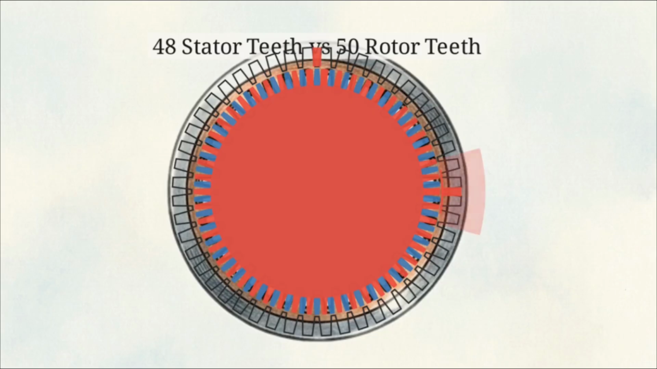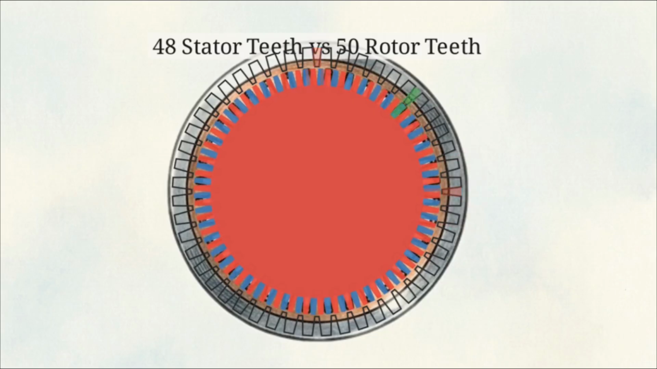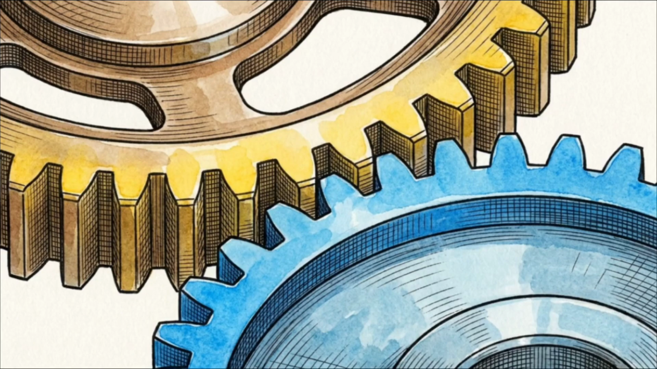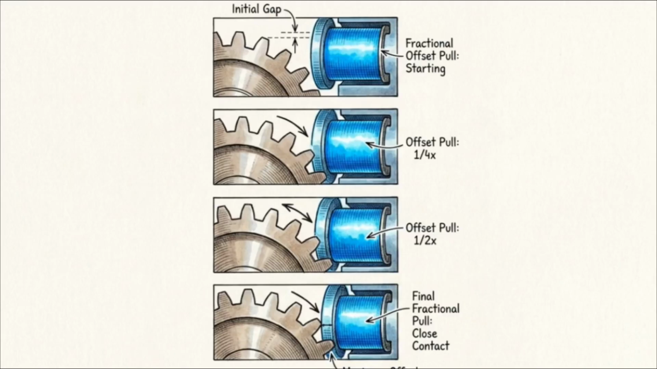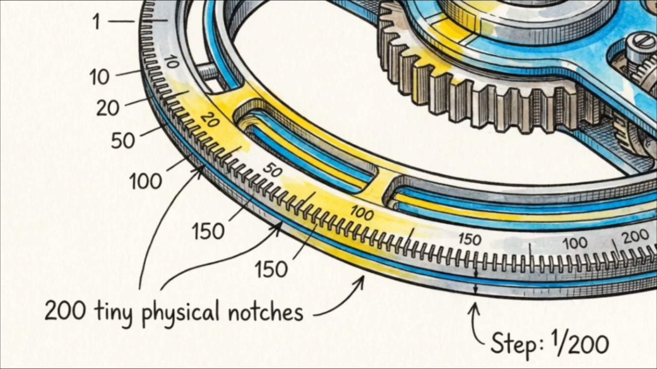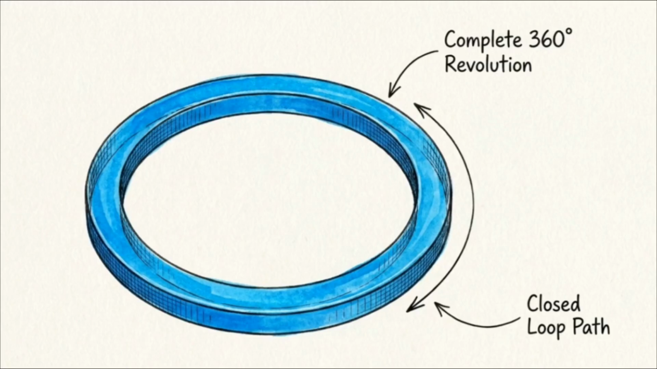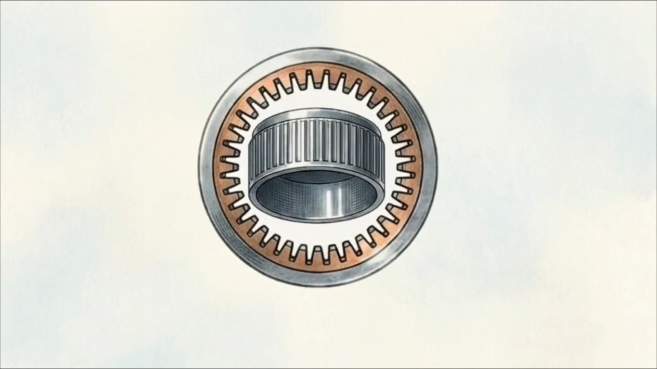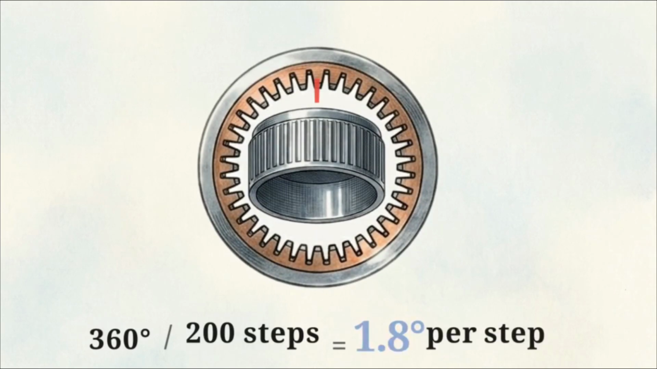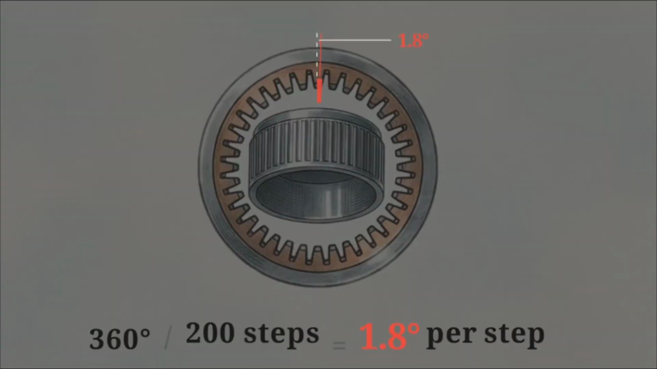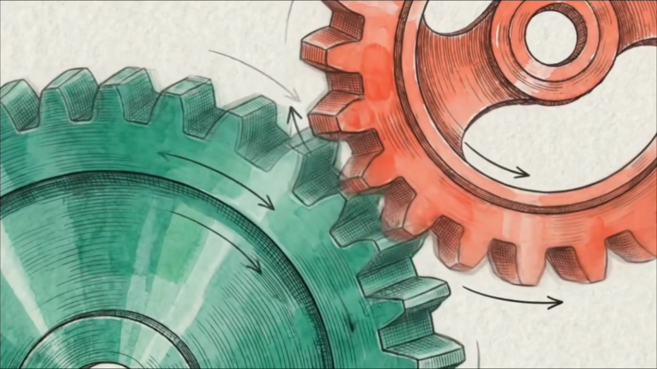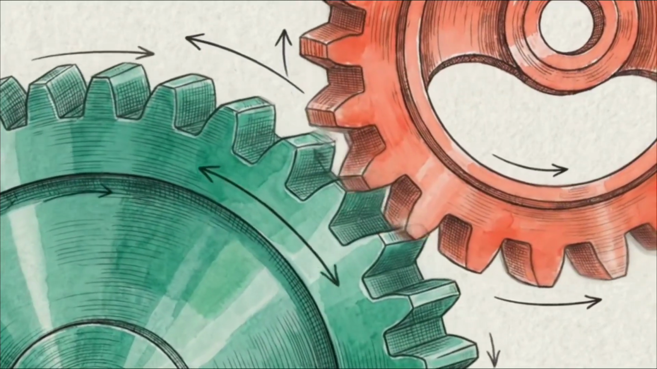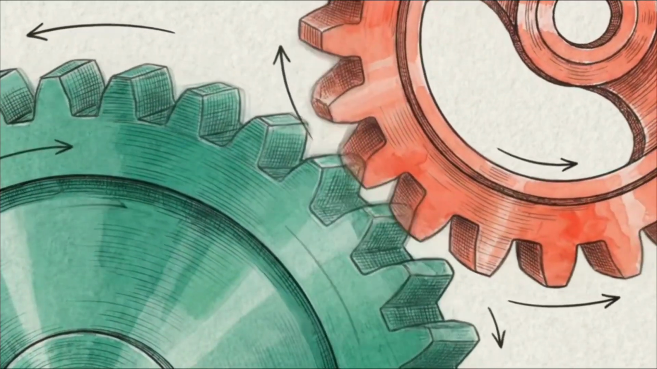Reversing the polarities of the stator coils repels the aligned teeth and pulls the specifically misaligned half-pitch teeth on the South Cup precisely into alignment. Because of the 50 to 48 gear ratio and the half-pitch offset, this sequence of pulling offset teeth requires exactly 200 distinct steps to complete a 360-degree revolution. Dividing a 360-degree rotation by those 200 distinct steps equals the industry standard 1.8 degrees per step. The absolute precision of a hybrid stepper motor relies entirely on physical, unalterable gear offsets, rather than variable electrical sensors.